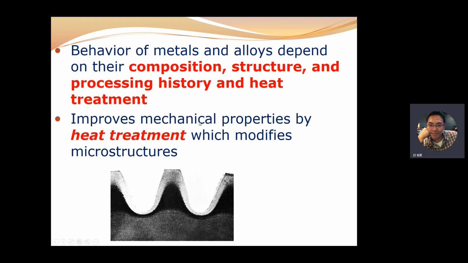Okay, and the behavior of metals and alloys depends on their composition, structure, and processing history, such as heat treatment. We can improve the mechanical property by heat treatment, which modifies the microstructure. Therefore, what is the most important parameter to modify a metal or alloy's microstructure? The heat treatment, right? Just heat treat.